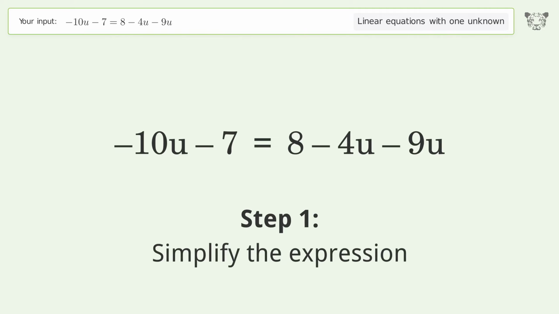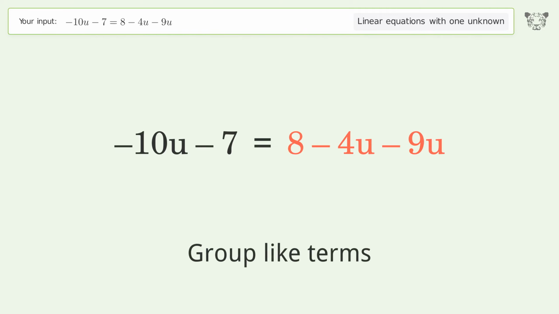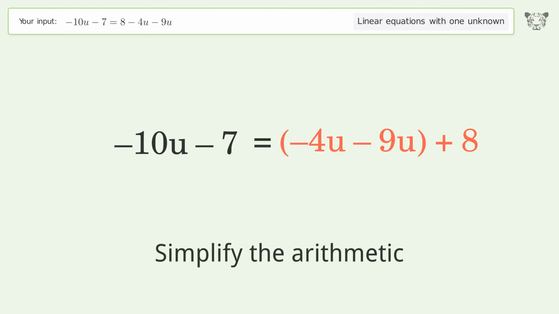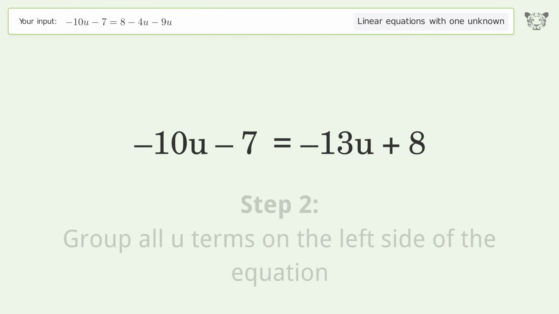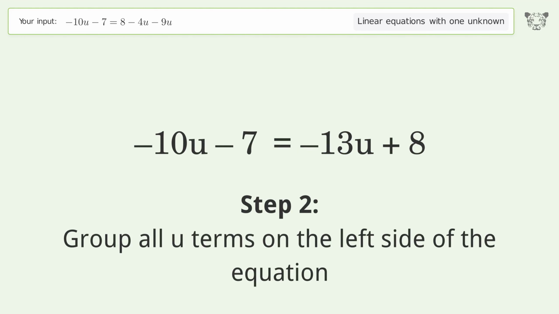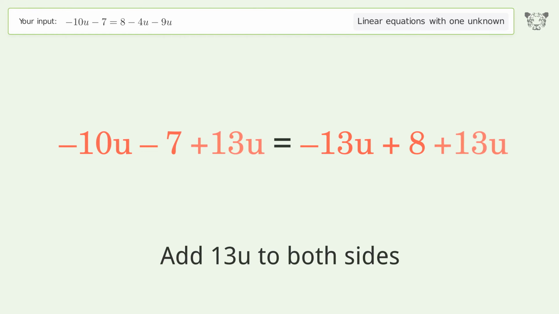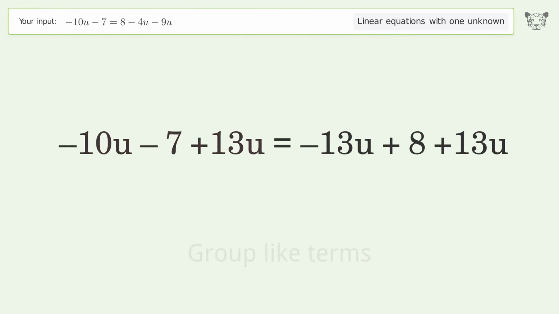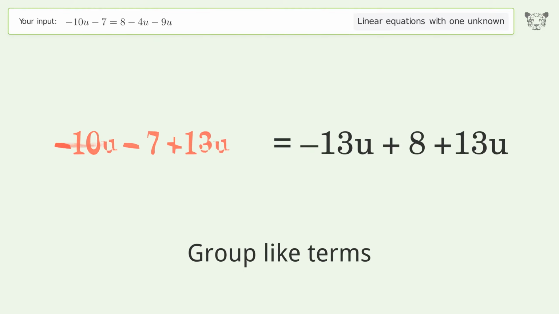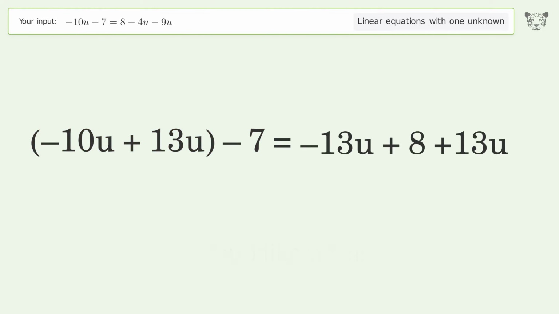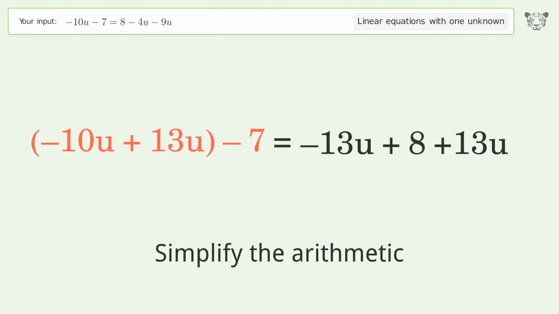Simplify the expression. Group like terms. Simplify the arithmetic. Group all u terms on the left side of the equation. Add 13u to both sides. Group like terms. Simplify the arithmetic.